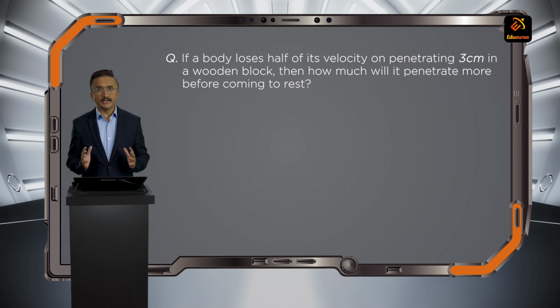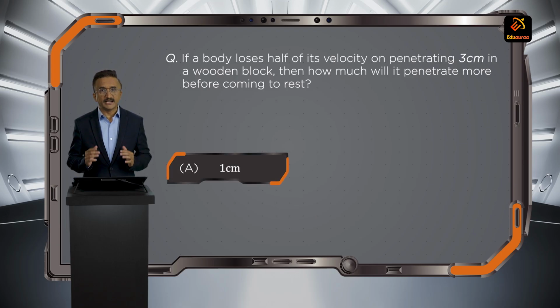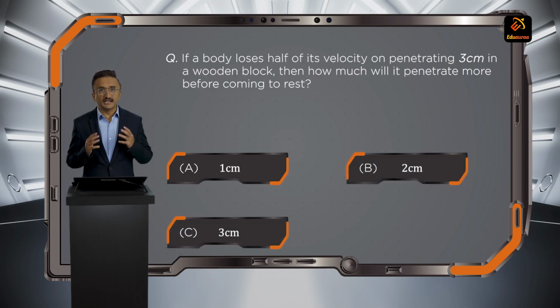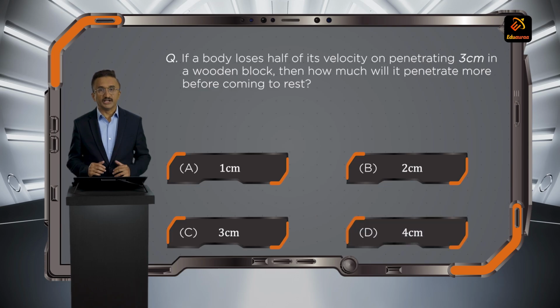So here is our first question. If a body loses half of its velocity on penetrating 3 centimeter in a wooden block, then how much will it penetrate more before coming to rest? And the options are option A 1 centimeter, option B 2 centimeter, option C 3 centimeter, and option D 4 centimeter. So let me discuss the situation.